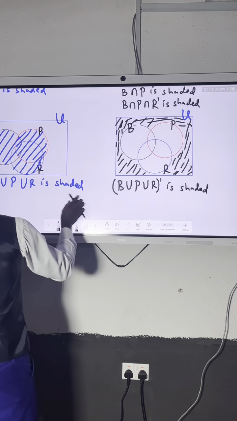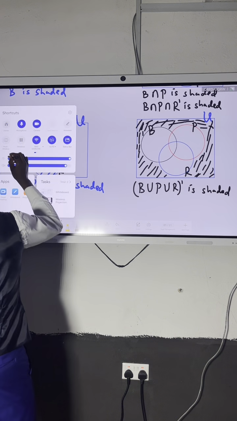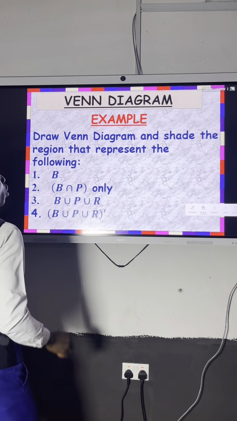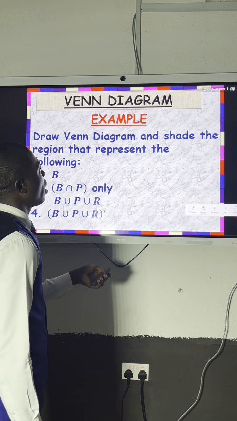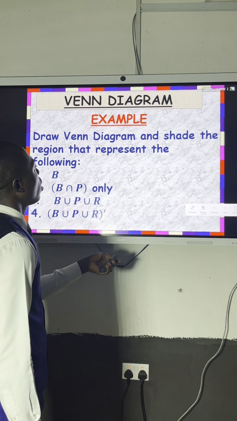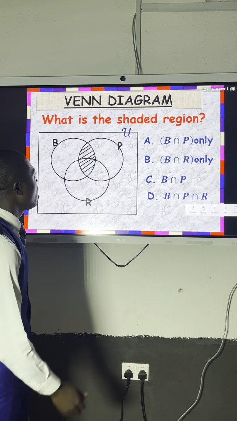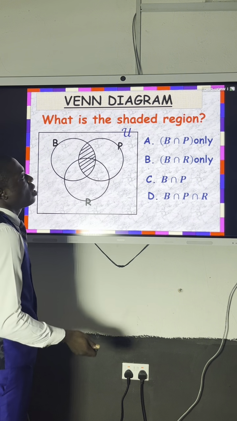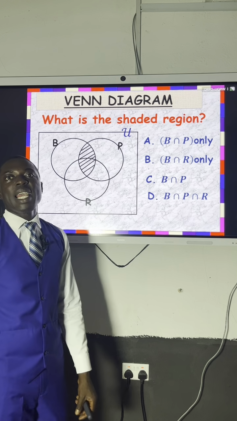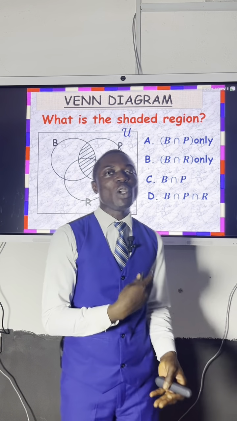Now let me give you something to do. Please put the answer in the comment section as soon as you are done. We have a diagram that has been drawn for you already, and this part is shaded. Please select the option that matches your answer.